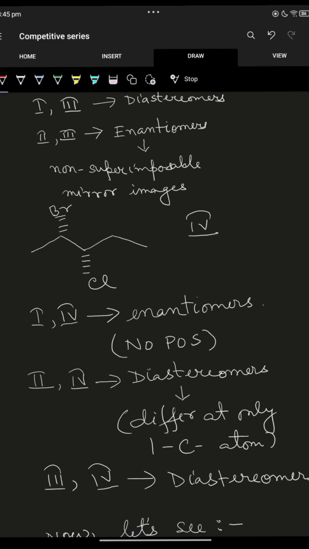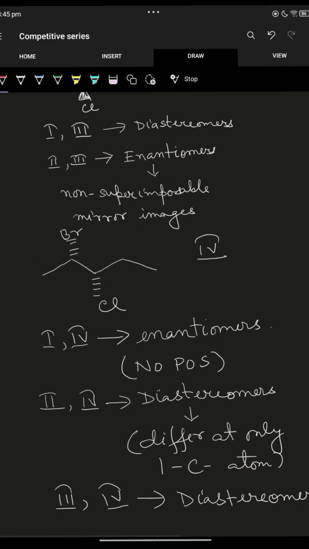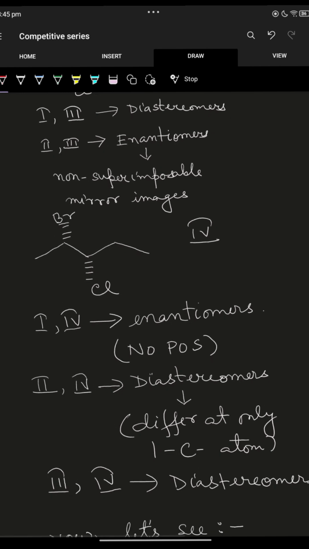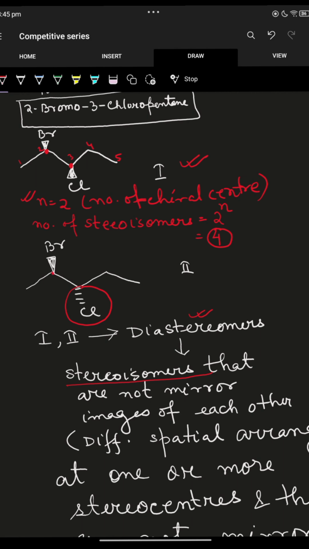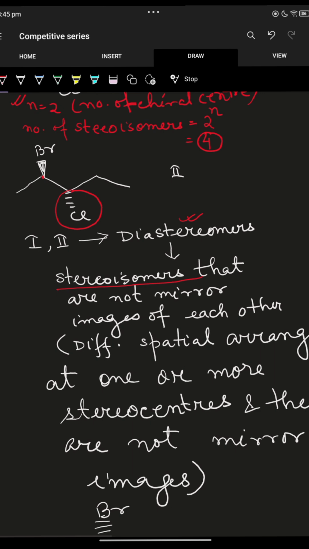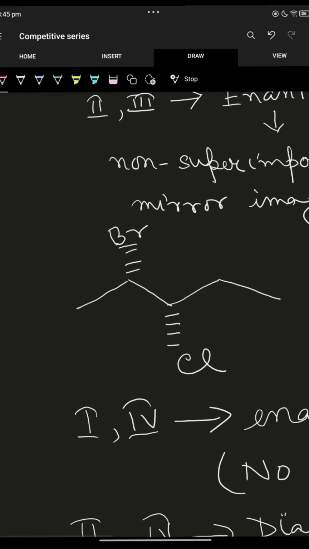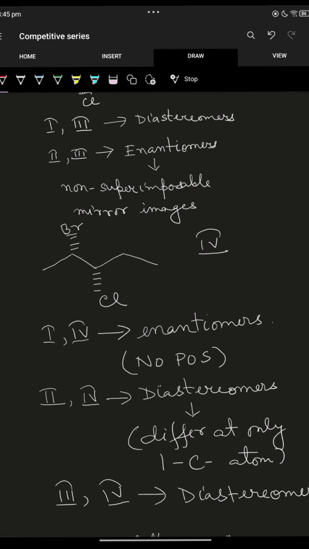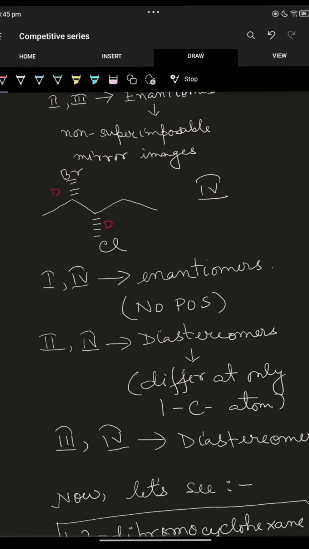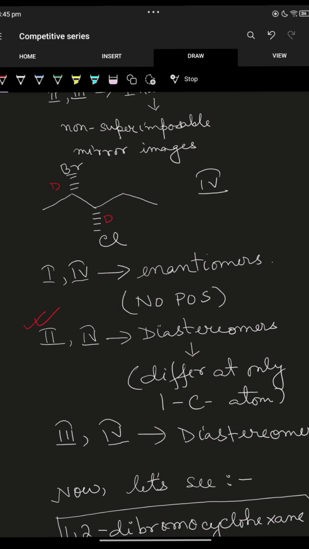What is the relation between compounds 2 and 4? They differ at only one carbon. Let us see structure 2. Here we can see C-Br, and this one is C-Cl. C-Cl is a dash and C-Br is a wedge. But in structure 4, the C-Cl remains dash and the wedge bond also becomes dash. So there is one change. For that reason, 2 and 4 are diastereomers.